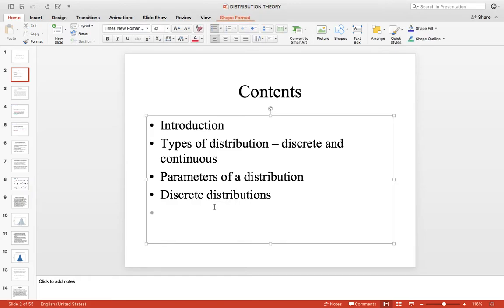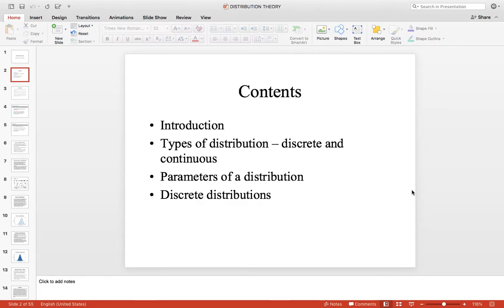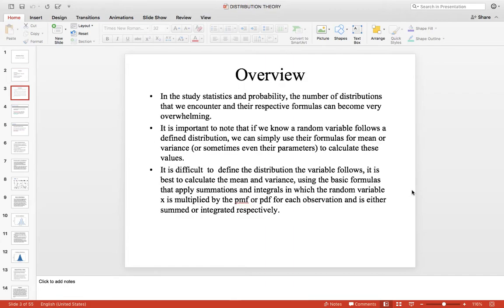Then I will be discussing discrete distributions in detail, on how it is estimated, the various types of discrete distribution, the important ones, and how they are to be calculated and used in real life situations. In the study of statistics and probability, the number of distributions that we encounter and their respective formulas can become very overwhelming. So there are a lot of distributions, and the formulas are also very complicated.